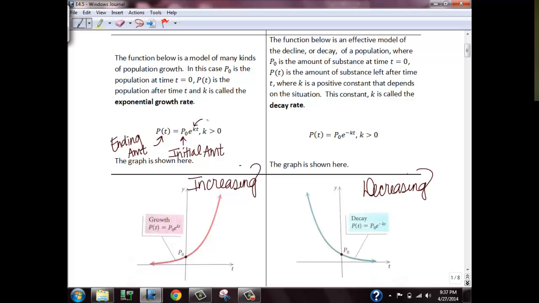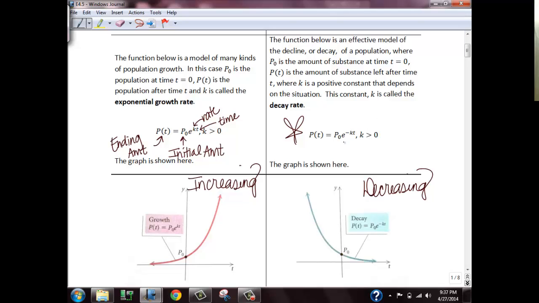And then our k is always our rate. Again, if it's a growth rate, it's positive. If it's a decay rate, it's negative. And then t is our time. The same holds true over here for the decay rate function. All of the P of t, P naught, k and t stand for the same thing.